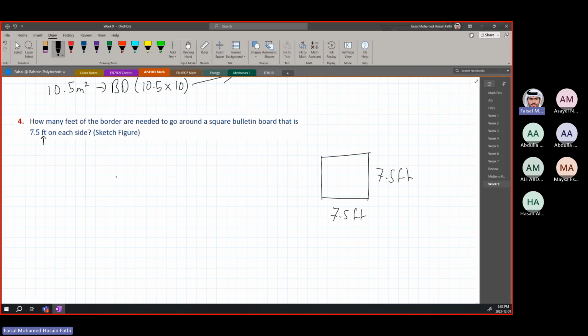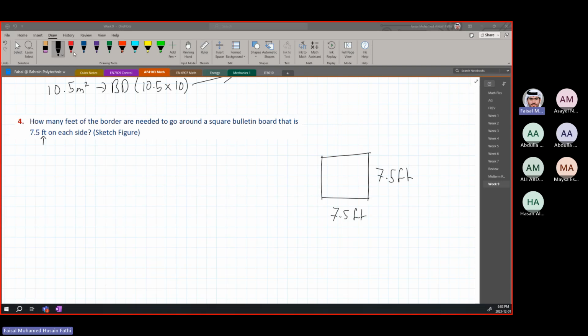Okay, that's what they are saying. Sketch the figure. How do I just automatically sketch the figure? I recommend with word problems, always try to sketch the figure. Even if they don't ask you to, it helps you understand it a bit more. So it says how many feet of the border are needed to go around the square bulletin board? It means how many feet the border must be.